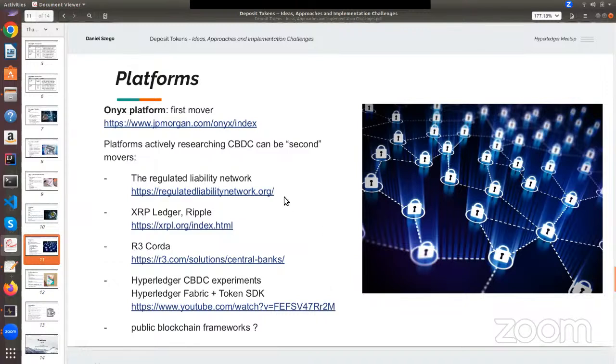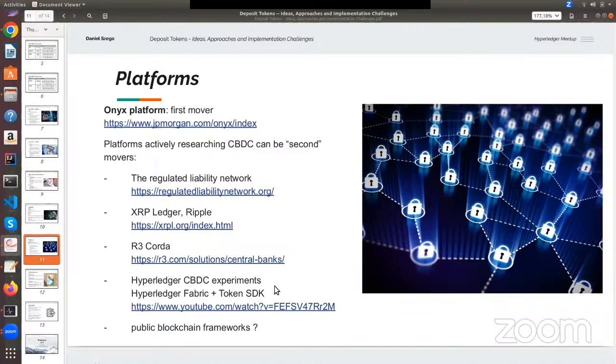I would guess the Regulated Liability Network, perhaps it might have some deposit token functionalities already. I would say the XRP Ledger, Ripple, they have a CBDC sandbox that can probably very easily be extended to deposit tokens. R3 Corda has basically kind of a CBDC sandbox as well. It can probably very easily be extended to deposit tokens.